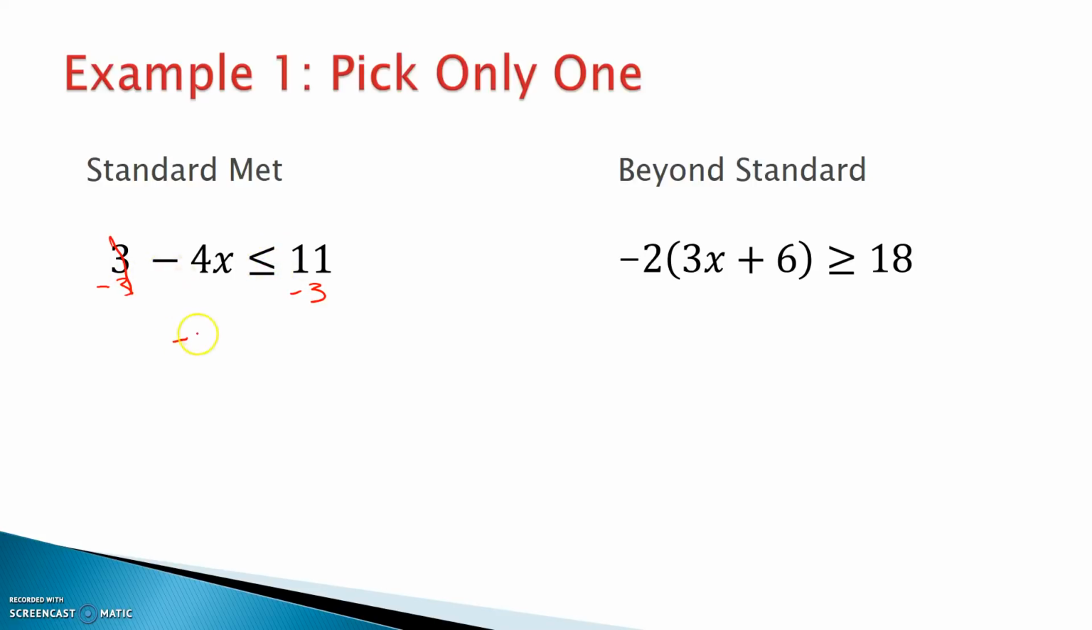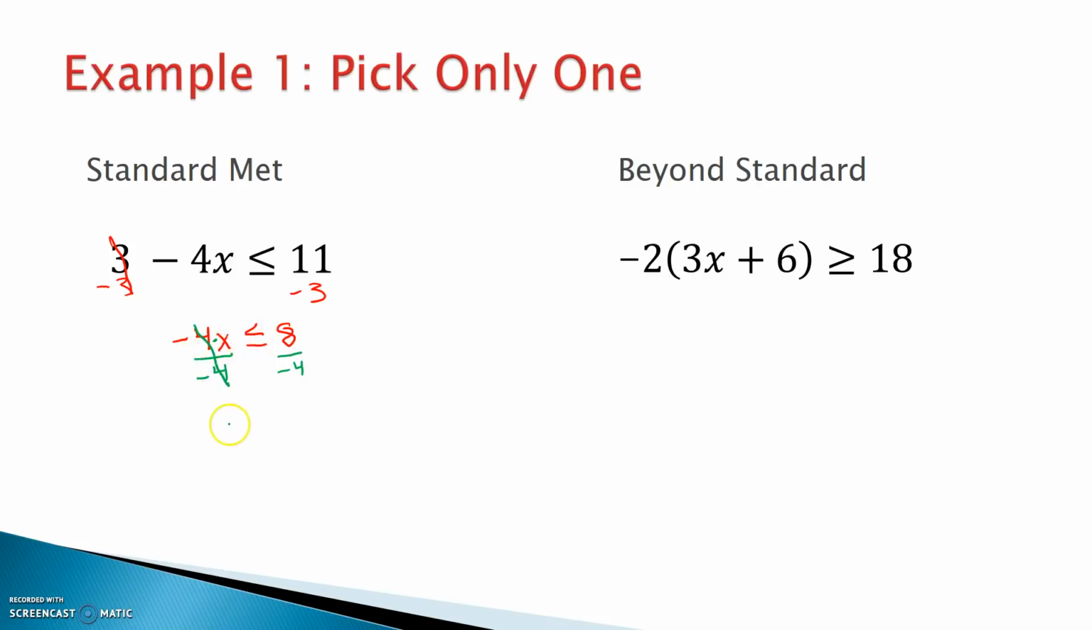I have now negative 4x. Don't forget that negative right there. Is less than or equal to 11 minus 3, excuse me, is 8. What I have to do next is get rid of that negative 4 up front. So because this is multiplication, I have to divide. And again, as soon as you divide or multiply by a negative, I'm dividing both sides by a negative, this is going to affect my inequality sign.